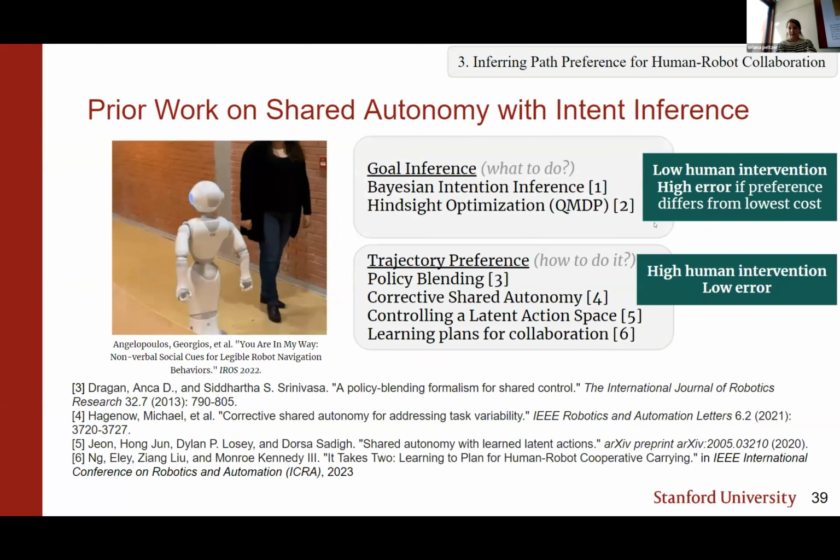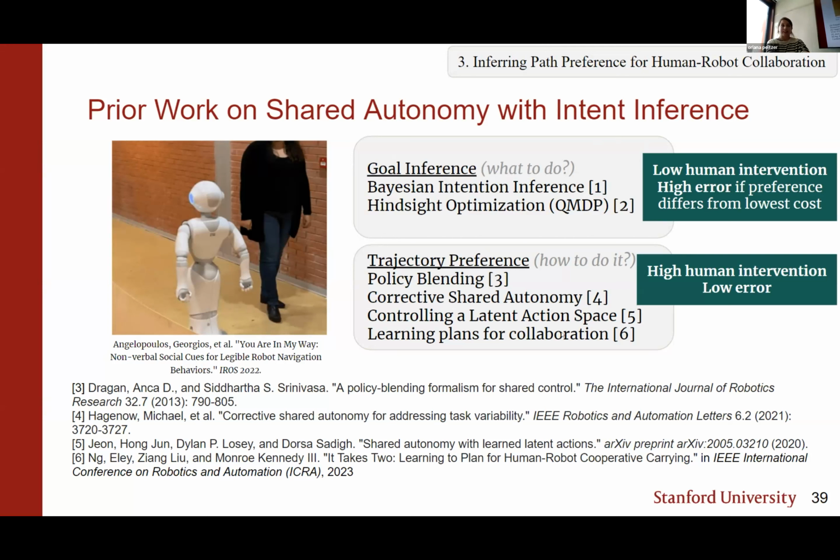Okay, so we saw that methods that assume the goal and infer what the goal of the task is require very little human intervention, but your error can be high if your preference differs from the lowest cost. And there's another area of research where we try to infer what we think the human's preferred way to solve the task is. And these papers are often relevant to the area of shared autonomy. In this case, we assume that the person will be an active collaborator in the task, and we're going to share the autonomy between the operator and the robot.